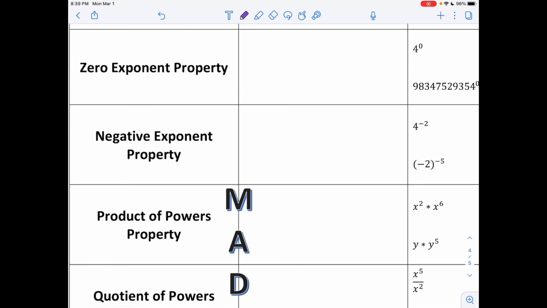Next, let's look at our zero exponent property. And our zero exponent property says that anything raised to the 0 power is always equal to 1. It doesn't matter what it is. It can be a small number, it can be a big number, it can be a combination of numbers and variables. It doesn't matter. If it's raised to the 0 power, the answer is 1. Let's take a look at that.